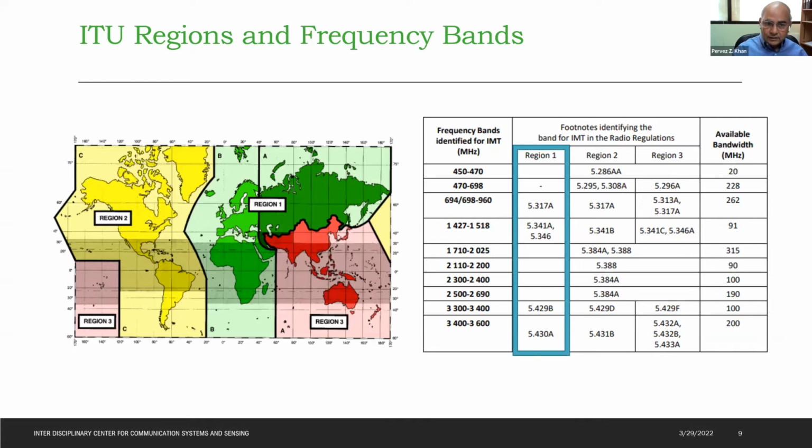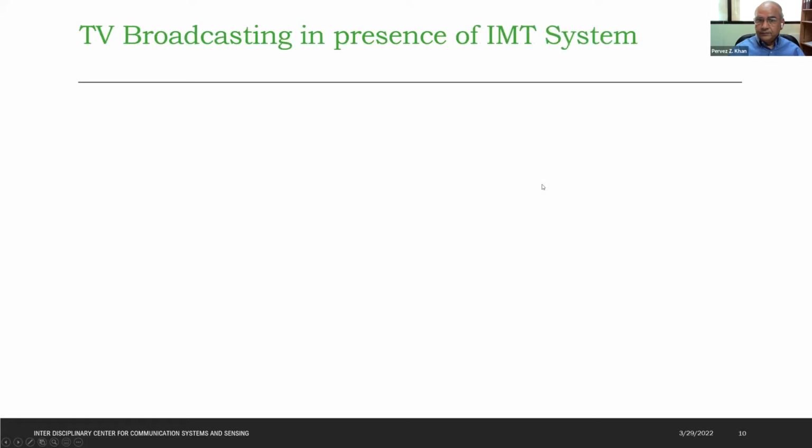The entire globe is subdivided into 3 regions. We are part of region 1, and under region 1, if you see the allocation of 470 to 698 MHz, there's not much activity. Now, if we want to place an IMT system in place of TV broadcasting, what happens? I'll give you a complete scenario: what will happen, and what are the issues or challenges we need to look at.